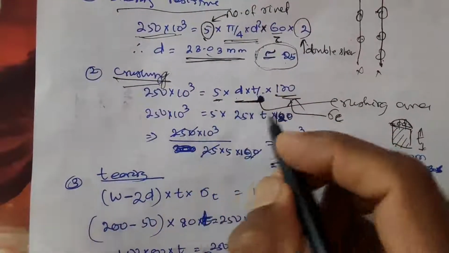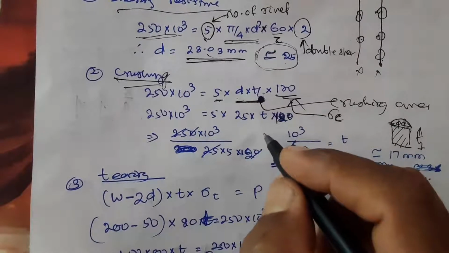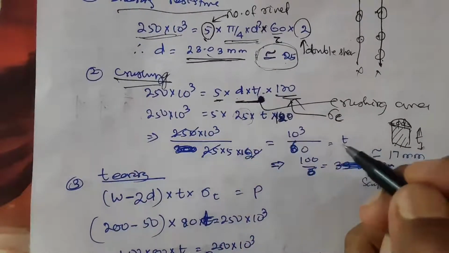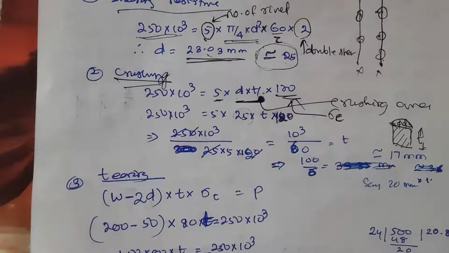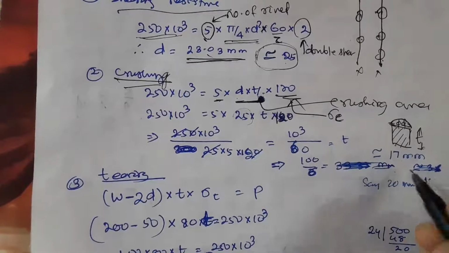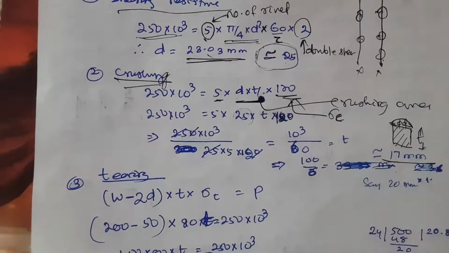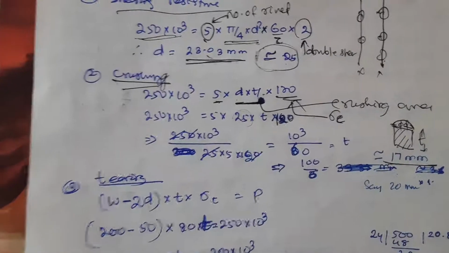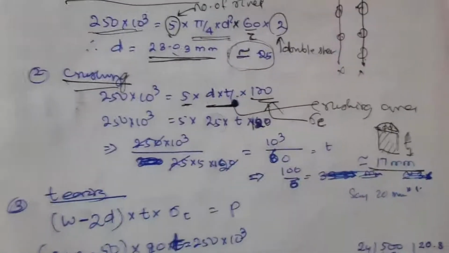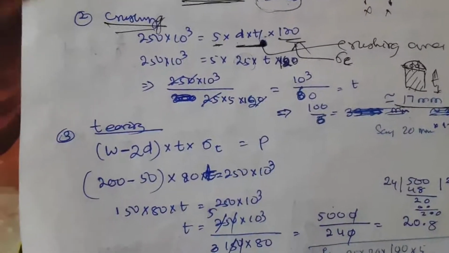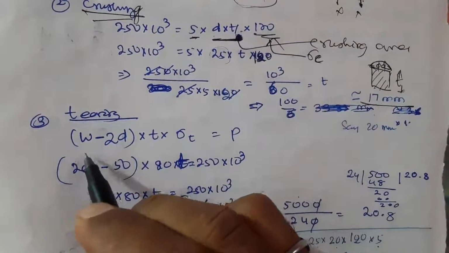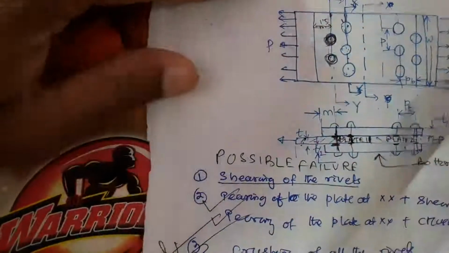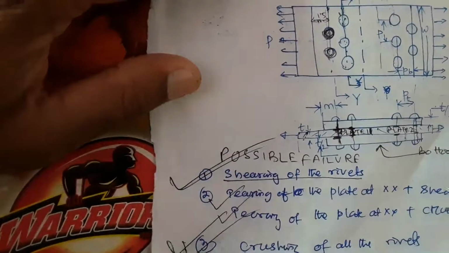In this case we found out that if the diameter is 25, the thickness of the plate is coming out to be 17. If you take a 17 mm plate and a rivet diameter of 25, then it is going to resist the crushing strength to this much. So then we check for the other. Out of these two possible failures, this is done and this is checked.